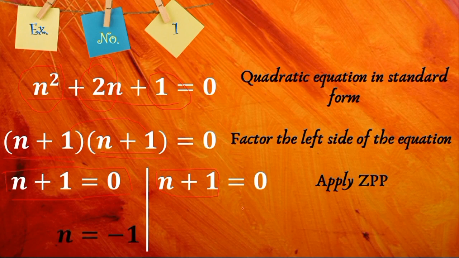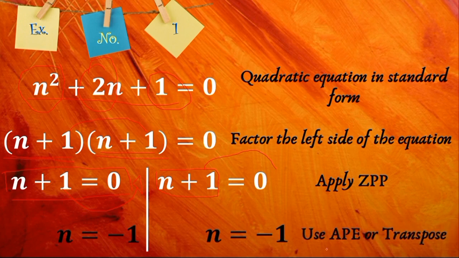With that, you now have a linear equation on this side. All you have to do to get the value of n is to transpose 1 to the right side of the equation. That's why the value of n now is negative 1. From positive, transposed to the right side, you'll now have negative 1. Same thing with this 1 on the other factor. Transpose it to the right side. Now, n is equal to negative 1. We use the APE, or addition property of equality, or we transpose. So the roots are real and equal.